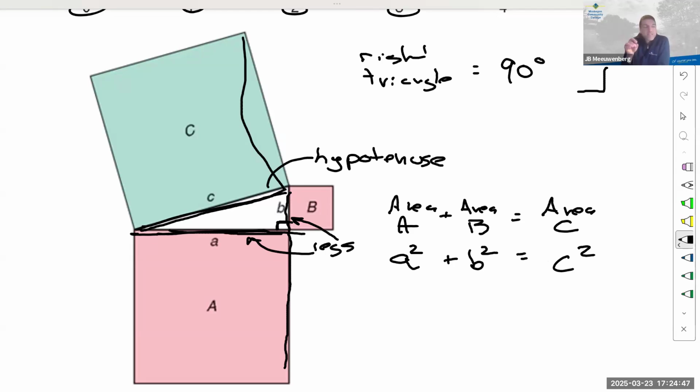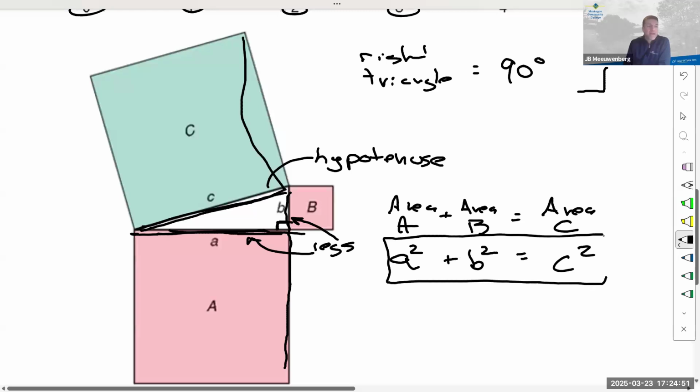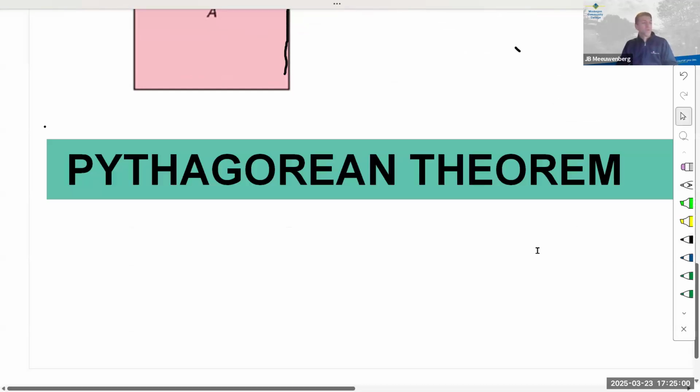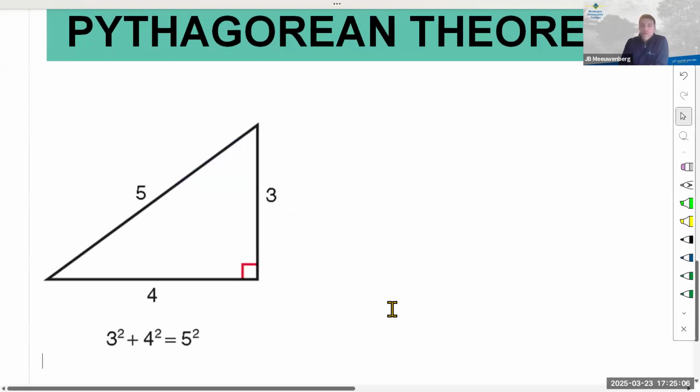So we're going to play around with this right here, this formula. And again, this is called the Pythagorean theorem. So we're going to play with the Pythagorean theorem for a moment. So here's a picture of a triangle, a very common type of triangle that's used a lot to demonstrate the Pythagorean theorem.